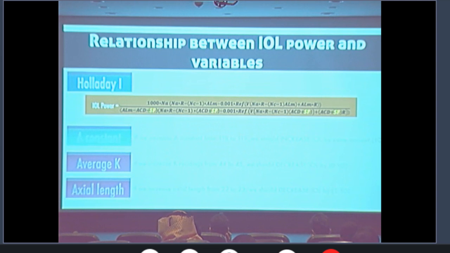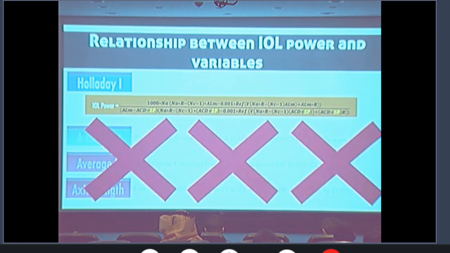And if you change the K readings by one, let's say from 43 to 44, and you decrease the IOL power, it will not match the Holladay. If you recalculate it using the website, you will get different IOL powers. So you cannot adjust it based on SRK1. You have to repeat the calculation using the Holladay online formula.